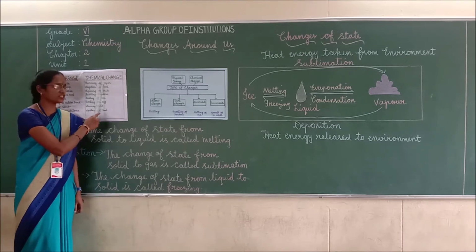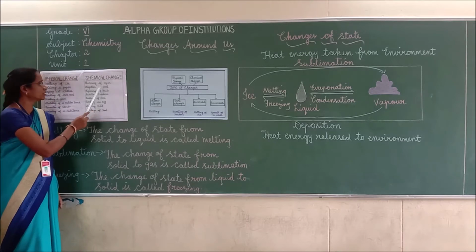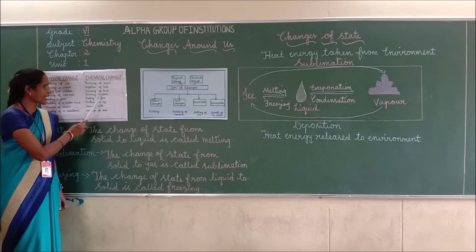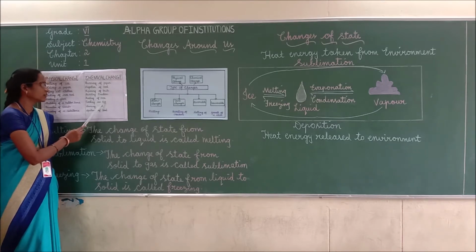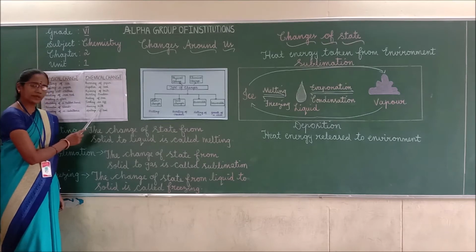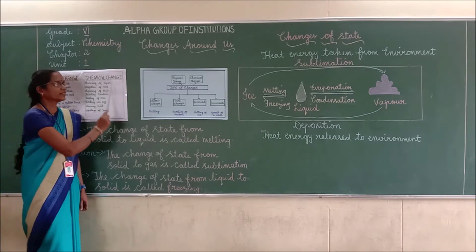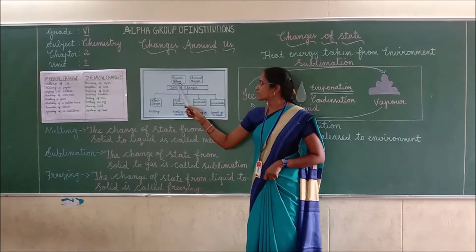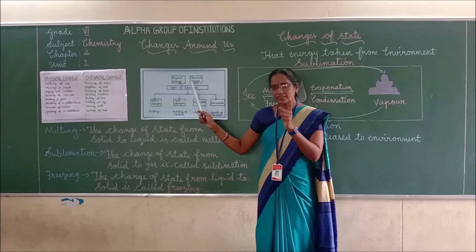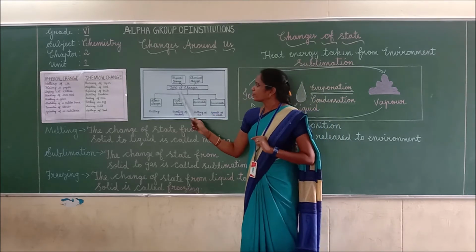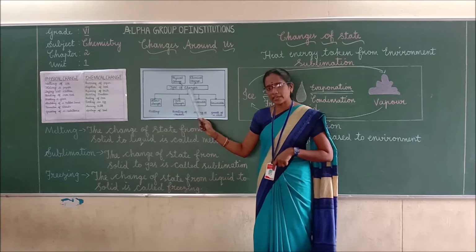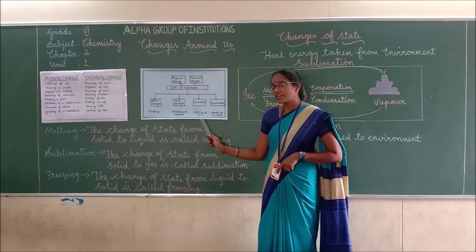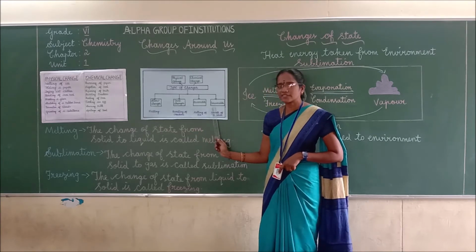Next one, chemical change. Burning of paper, digestion of food, ripening of fruits, bursting of crackers, rusting of iron, cooking an egg, storing milk, spoilage of food. These are some of the chemical changes, right? You will learn the definitions of physical change and chemical change in the next class. Further, these changes can be classified into slow changes, fast changes, reversible change and irreversible change.